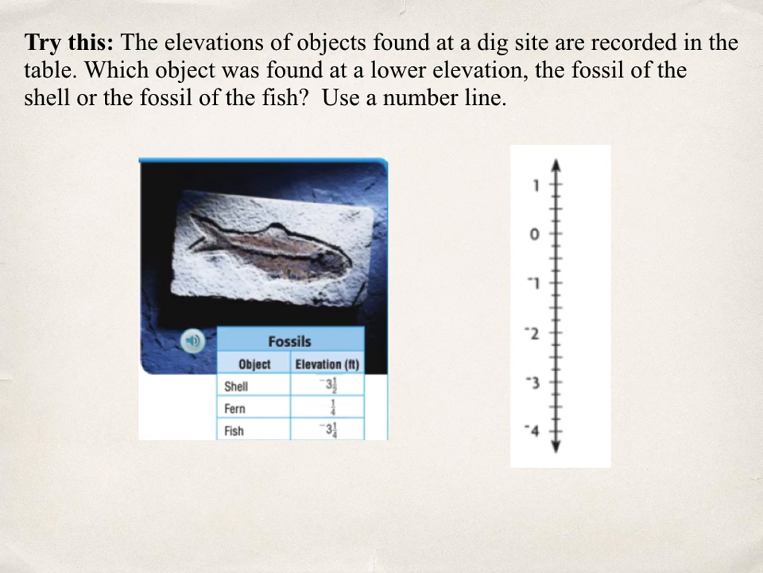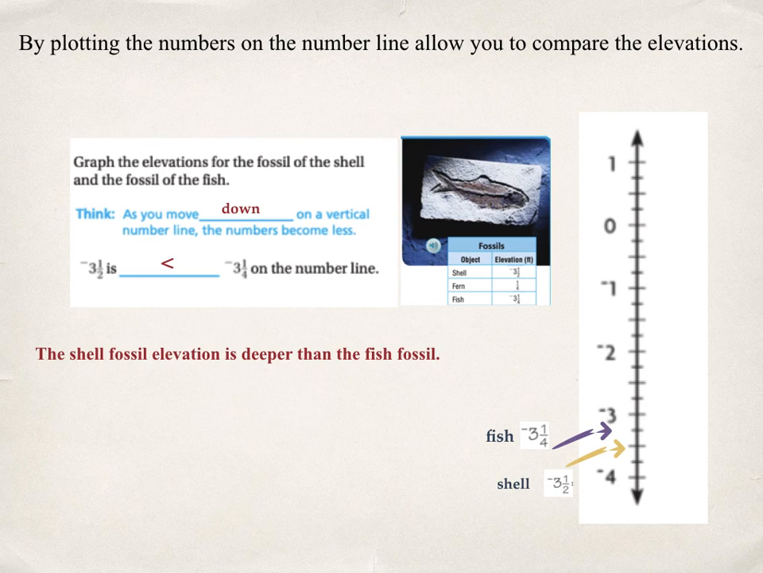First, we have the shell, which is at an elevation of -3.5 below the ground level, followed by the fern, which is above the ground, 1/4 of a foot. Then we have the fish, which is at -3.25 feet below the ground. Since the problem is asking us to compare the shell and the fish, the fern's elevation is irrelevant.